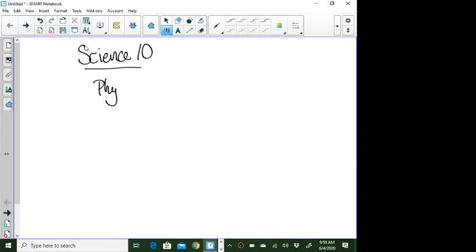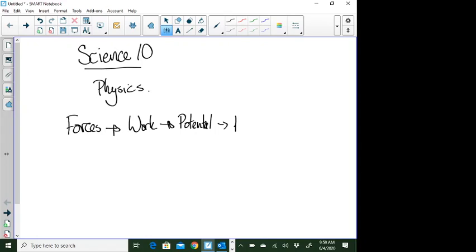And this is really the physics section of the course. Now, where we're going, we're starting off with forces. From forces, we went to work. From work, we went to potential energy, gravitational potential energy. And then we went to kinetic energy. And the last part is the conservation of energy.